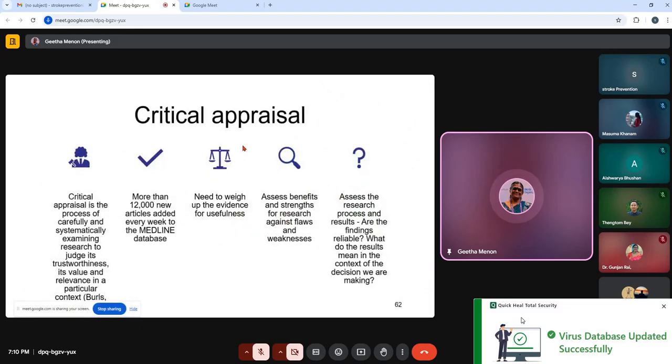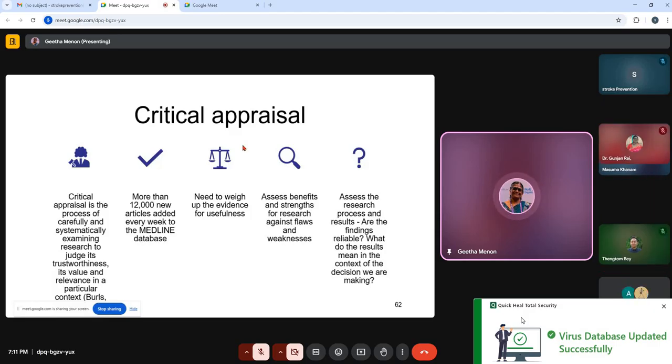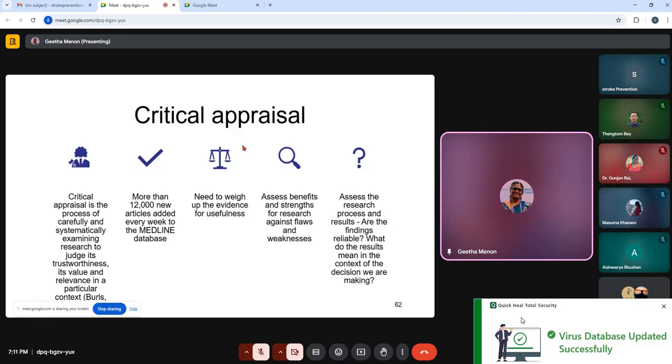So once you get the full text article, the next step is to critically appraise individual articles. The critical appraisal process has to be followed, and it is a rigorous process in which each article has to be read many times to understand what kind of studies have been followed, whether the results have been reported properly or not, what are the benefits and strengths of this research, what is the methodology followed, are they reliable or not, what are the results, how to make decisions out of these results.